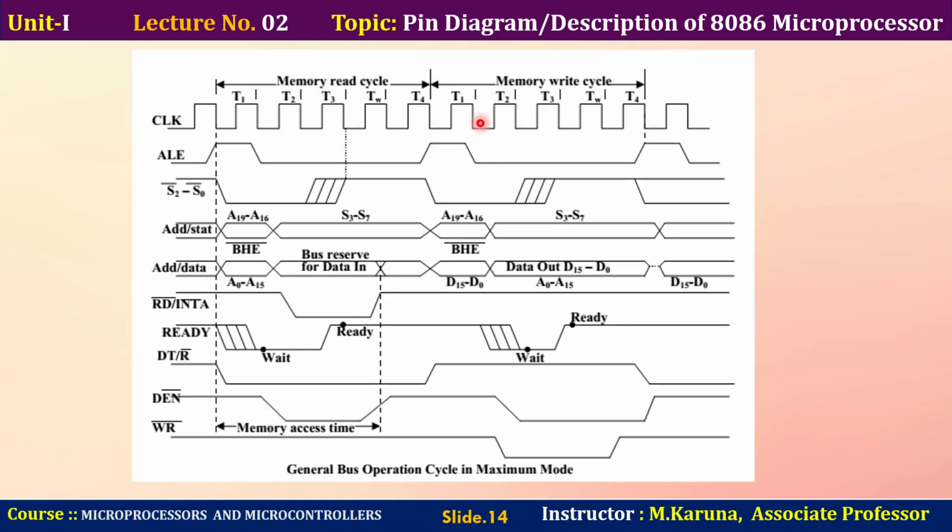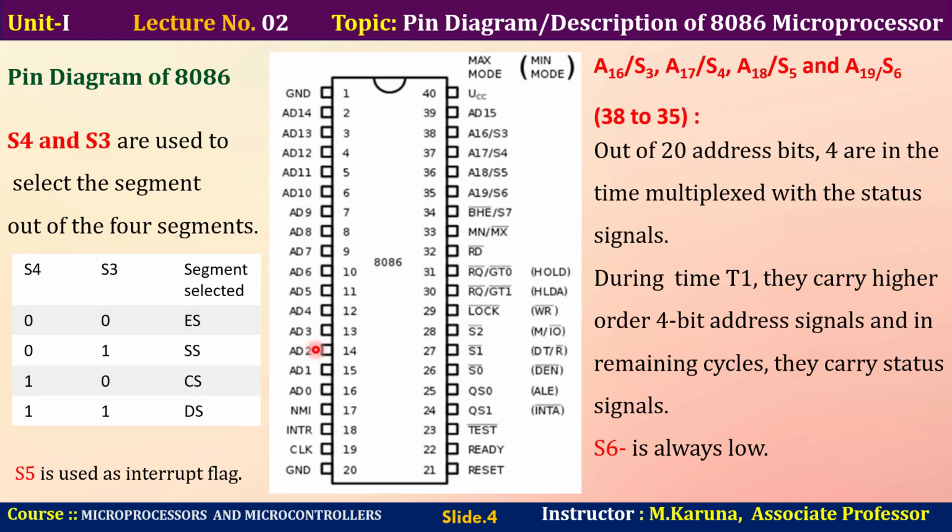Timing diagrams for read and write operations. In case of read operation, see here T1, T2, T3, Tw. These are the clock cycles. During T1, this address and data multiplexed bus will transfer A0 to A15 lines. During the remaining clock cycles T2, T3, Tw, the same bus will carry data bits. Likewise, multiplexed lines will carry address and data bits on a timing basis. So that is about AD0 to AD15.